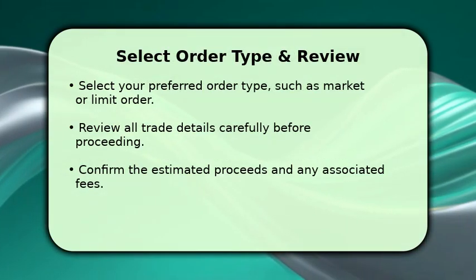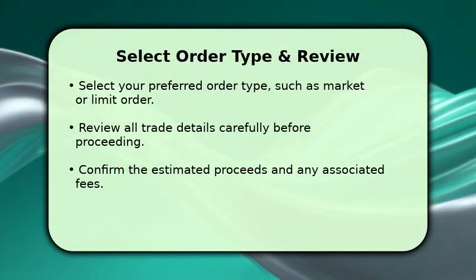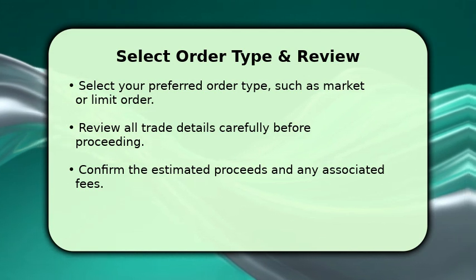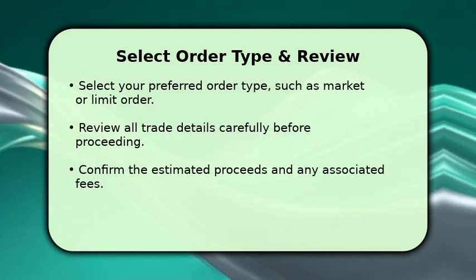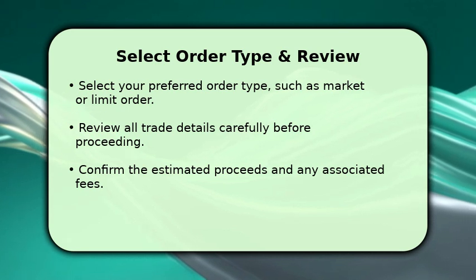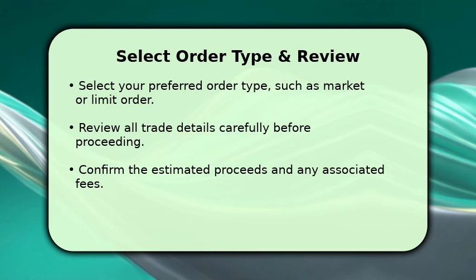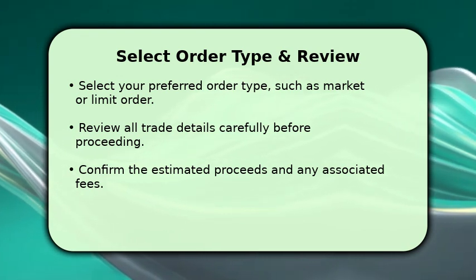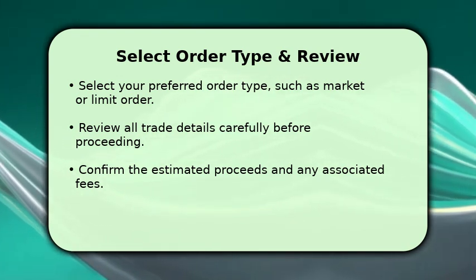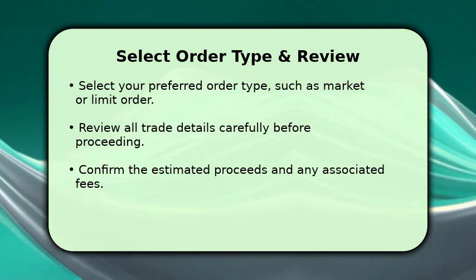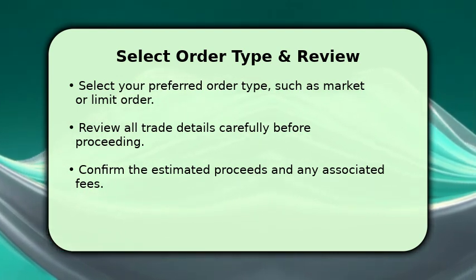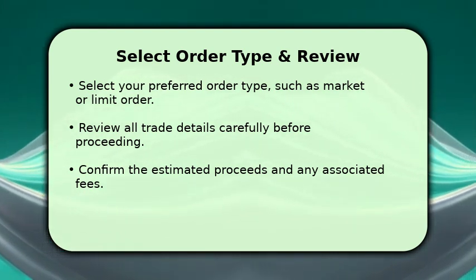Now, choose your order type. You can select a market order for immediate execution at the current price or a limit order to set a specific price point. Carefully review all the trade details, including the stock, number of shares, and order type. Confirm the estimated proceeds and any associated fees to avoid surprises. This step is vital for a successful transaction.